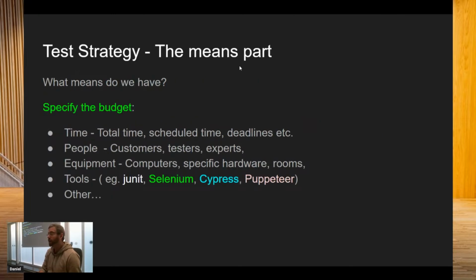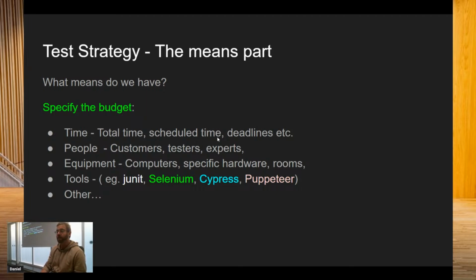So test strategy, the means part. So what means do we have? What do we mean by means? So budget, often we talk about money, right? But budget could also be time. So for instance, we have total time, the deadline when we are releasing things, or when we are going to release the next version of the thing that we're working on.